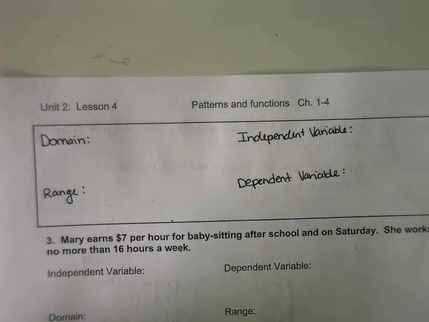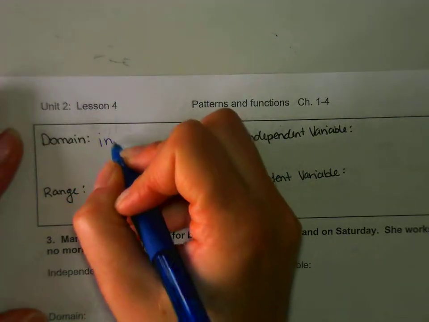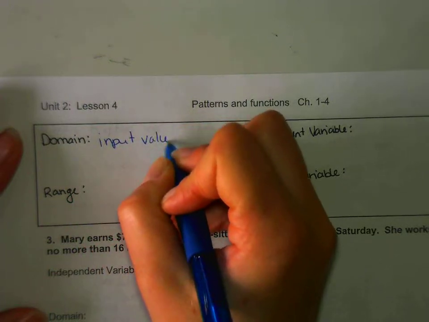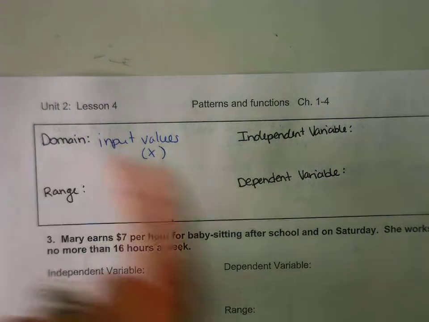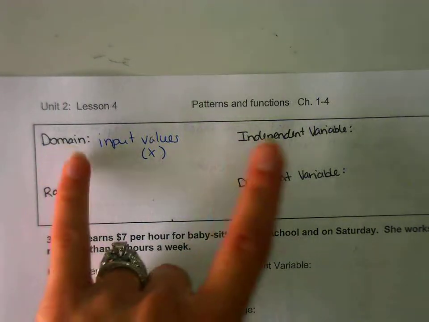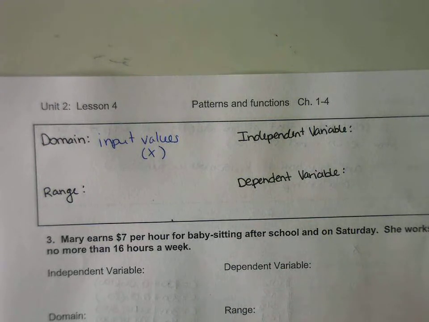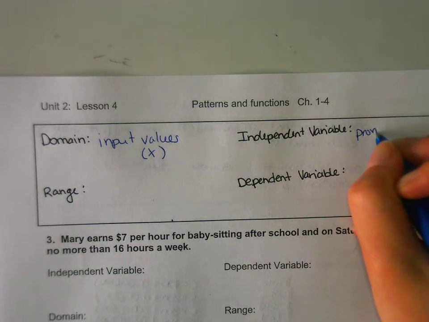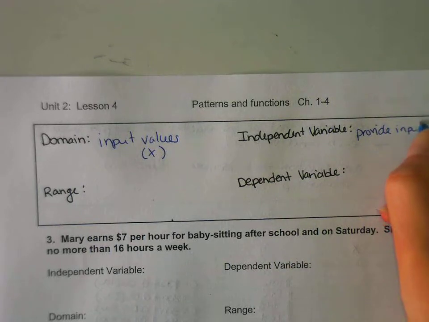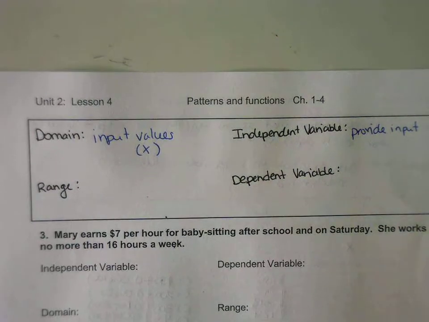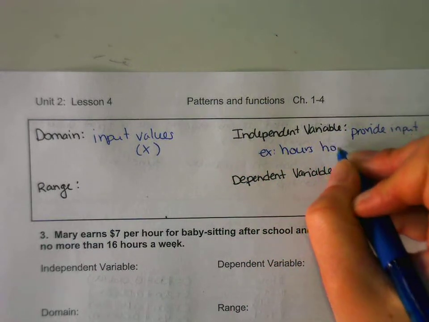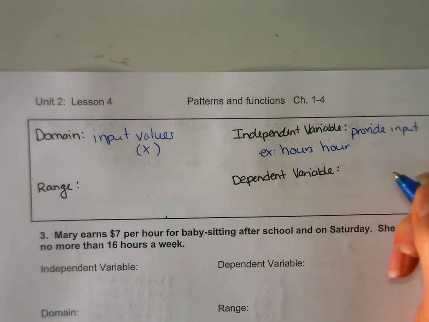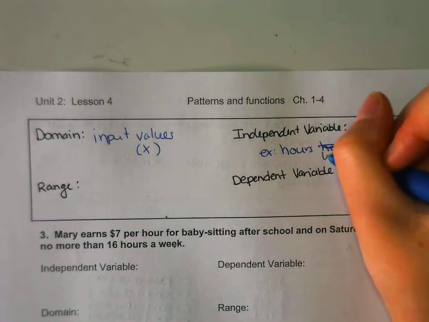Let's look at the back side. When we're dealing with domain, domain is our input values, and our input values are our x's. The domain works with independent variables. They are one and the same, so independent variables provide input. So what you're going to put into the equation, an example could be our hours worked. So you're inputting how many hours you worked.